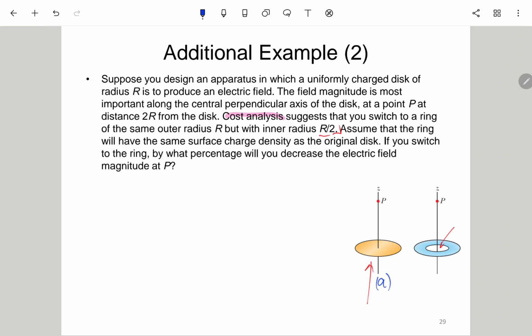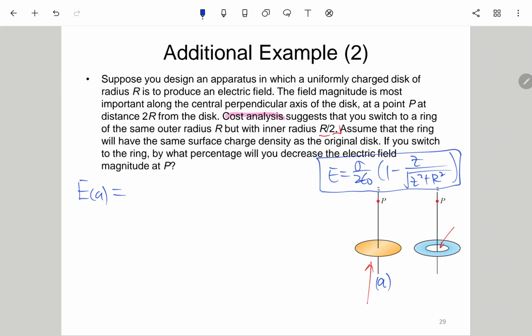Okay, so let's call this EA, the part A. So for EA, we will recall the formula: E equals sigma over 2 epsilon naught times 1 minus z over square root of z squared plus capital R squared. Okay, so this is what we derived previously. We would like to make use of these results.